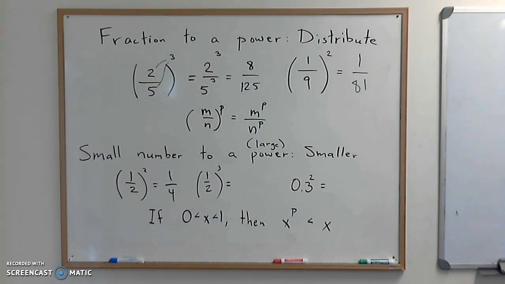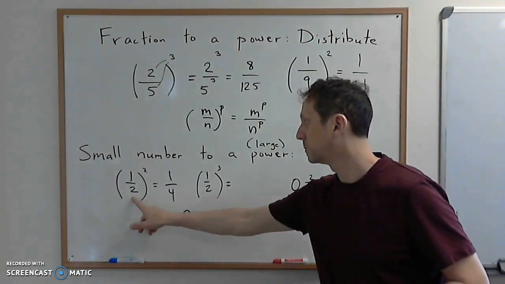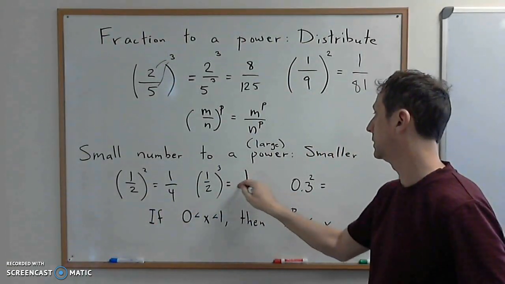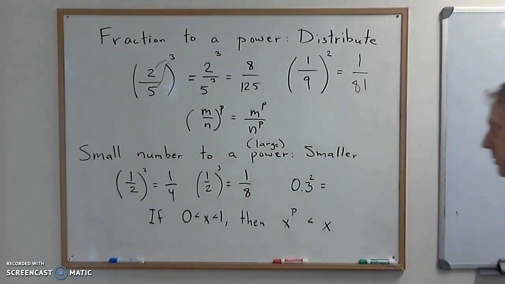With large numbers, the large numbers to a power keep getting larger, right? 2 squared is 4, 2 cubed is 8. Those numbers are all getting bigger and bigger. But when we're starting with a small base, its powers keep getting smaller and smaller. 1/2 cubed is 1/8. That's even smaller than a fourth. So if I kept raising a half to powers, 1/2 to the fourth, 1/2 to the fifth, 1/2 to the sixth, those powers would keep getting smaller and smaller and smaller and shrinking towards 0.